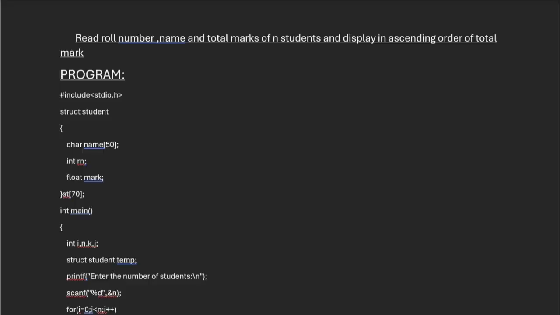Here we go through a C program that reads student details, sorts them based on their total marks in ascending order, and then displays the sorted details. This program demonstrates the use of structures, arrays, and the bubble sort algorithm in C. Let's dive in. #include <stdio.h>.